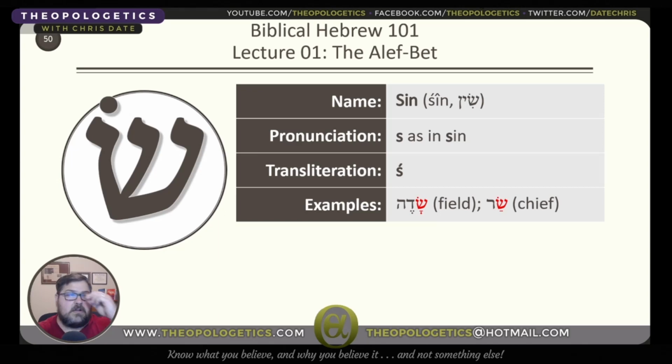The next letter is the letter sin. And this makes the sound that the letter S makes in the English word sin or sat or sop, which is the same sound that is made by samech, and it is for that reason transliterated using the English letter S, but to distinguish it from samech, it has an up and to the right pointing accent called an acute accent above the letter S in transliteration. And Hebrew words that begin with the sin include sadeh, meaning field, and sar, meaning chief.